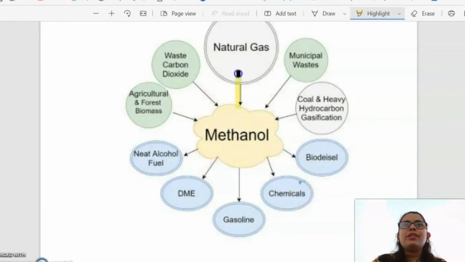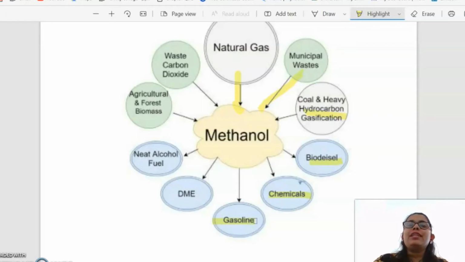So first, methanol is also used as a natural gas. Methanol is also used in municipal waste, for coal and heavy hydrocarbon clarification. It is used for biodiesel. It is used for chemical reactions. Methanol is also present in petrochemical compounds like gasoline, diesel, petrol. It is also used as a neat alcohol fuel. So all those things are prepared from methanol, and in waste management methanol can be prepared.